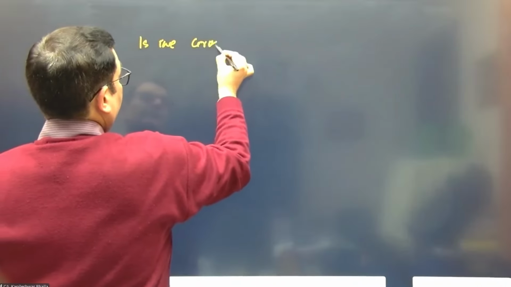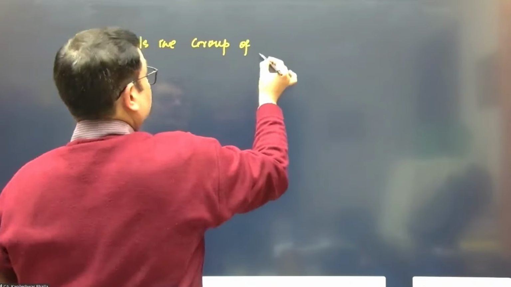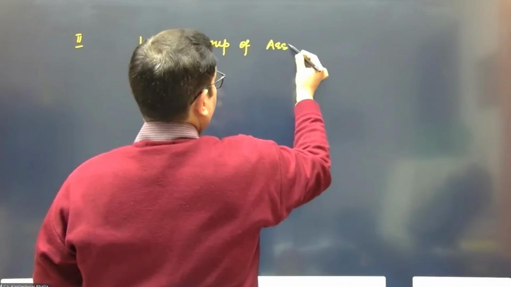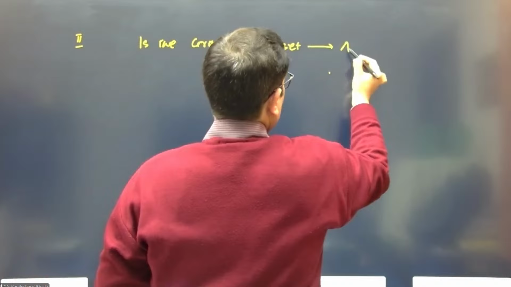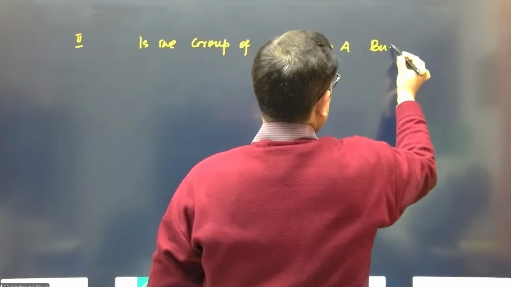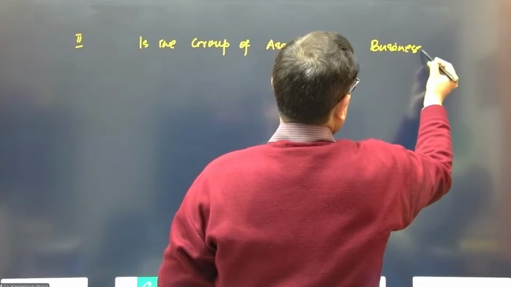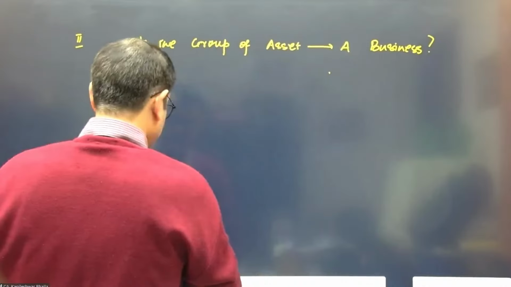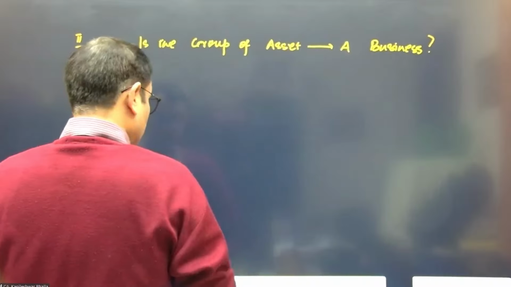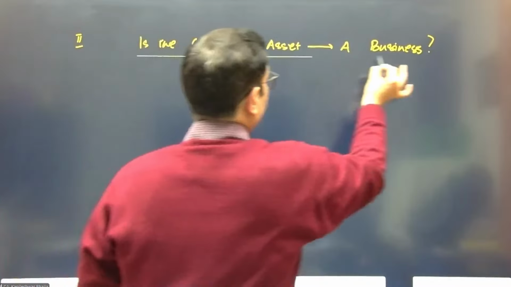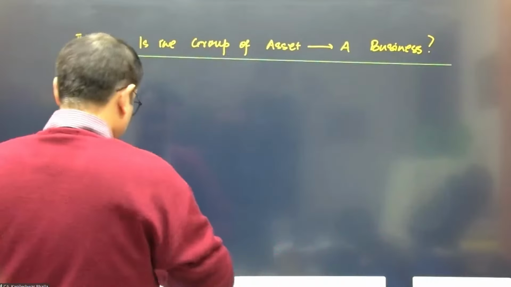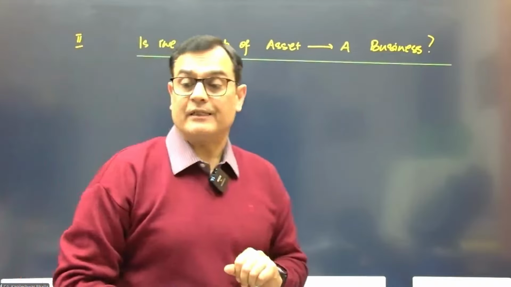So we need to identify whether the group of assets is supposed to be a business or not. Now you already know this, so I think I can map it out here itself.